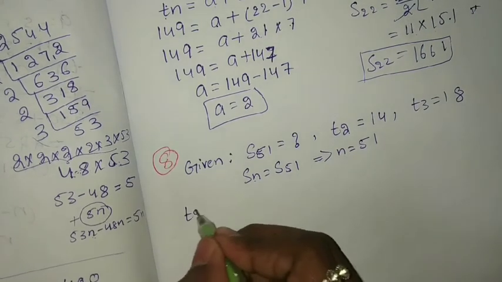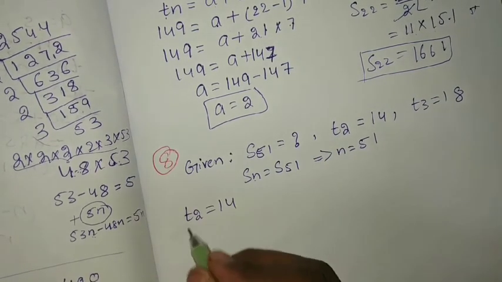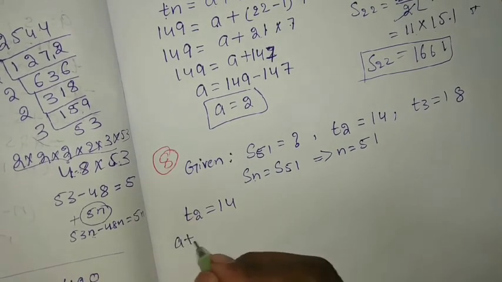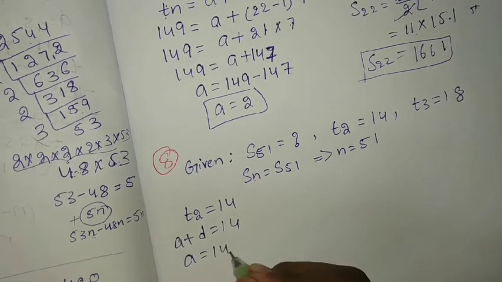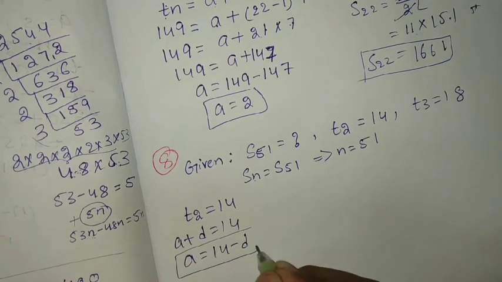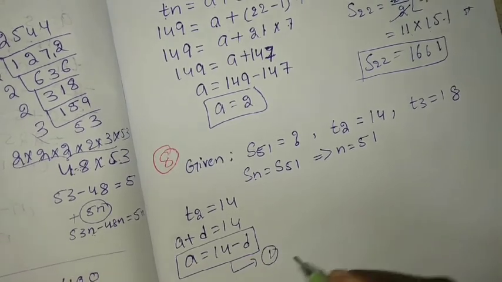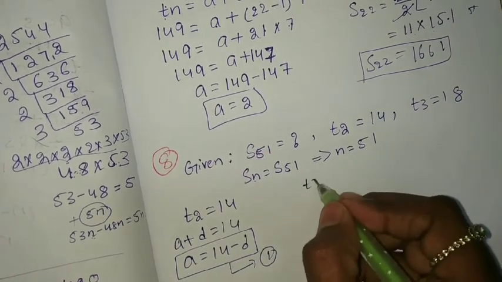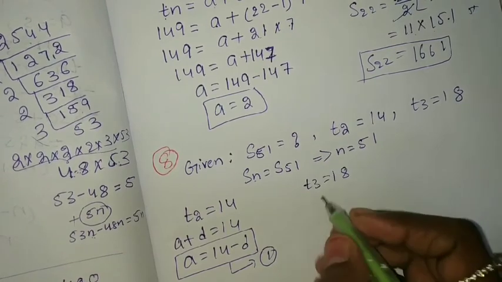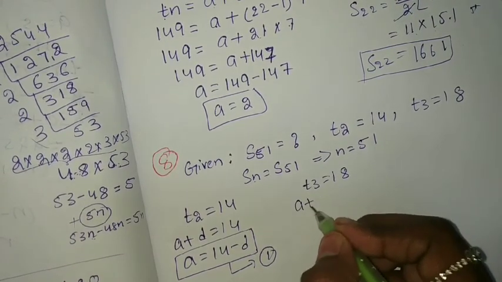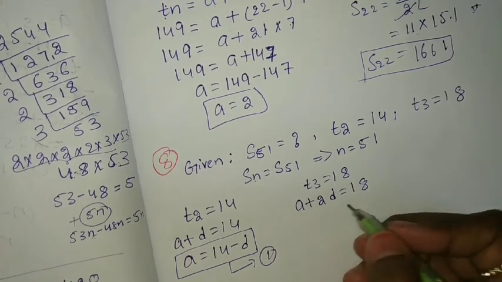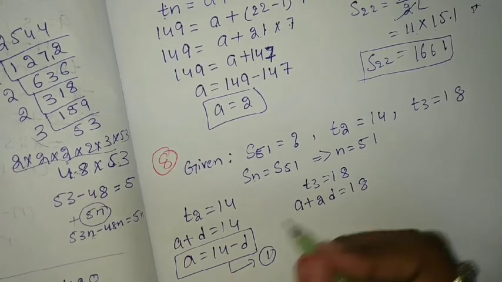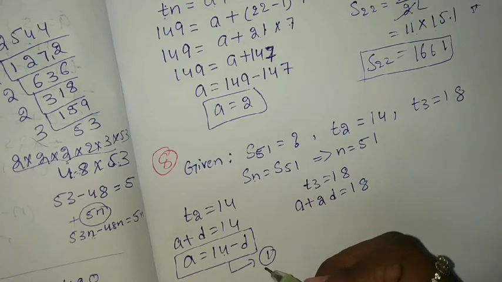So take term 2 is equal to 14. What is the formula of term 2? A plus D is equal to 14. Then what is A here? 14 minus D. So keep this as equation 1. Next, take term 3 is equal to 18. What is the formula of term 3? That is A plus 2D is equal to 18. Then why can't you substitute in the place of A, that is 14 minus D? Let's do.